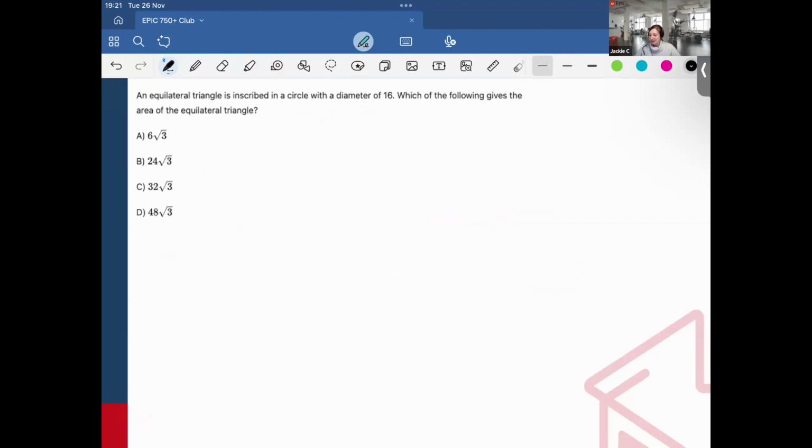Okay, so this one. An equilateral triangle is inscribed in a circle with a diameter of 16. So I have the circle, I have the equilateral triangle inscribed, and friendly reminder, remember it is a 60, 60, 60, and all sides are the same. Diameter 16, which of the following gives the area of the equilateral triangle? Okay, so important. The diameter, it's not any one of the edges of the triangle.